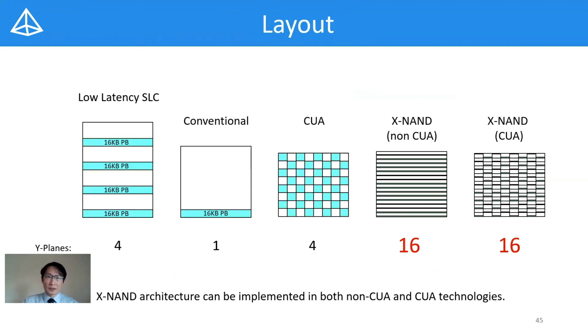This slide shows a layout comparison of the conventional NAND, low latency NAND, CUA NAND, and XNAND. XNAND can be implemented in both CUA and non-CUA technologies. It can be implemented in 2D or 3D NAND or even serial NAND. As you can see, compared with other architecture, XNAND array can be increased to 16 planes without increasing the die size.